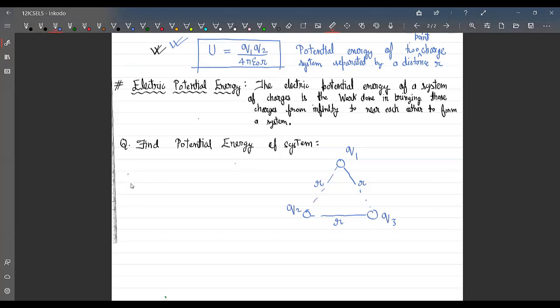So here you'll write the total potential energy as the potential energy of the first and second charge system, plus the potential energy of the first and third charge system, plus the potential energy of the second and third charge system. So that will give you Q1 Q2 by 4 pi epsilon naught r, plus Q1 Q3 by 4 pi epsilon naught r, plus Q2 Q3 by 4 pi epsilon naught r. You simply add the individual potential energies of two charges. They will come in pairs.